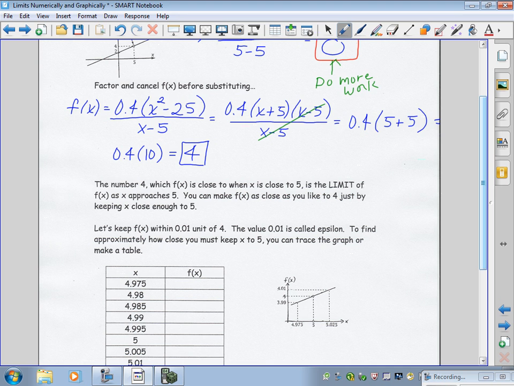So here's kind of a summary of what we just did. The number 4, which f of x is close to when x is close to 5, is the limit of f of x as x approaches 5. You can make f of x as close as you like to 4, kind of like the trace key, just by keeping x close enough to 5.